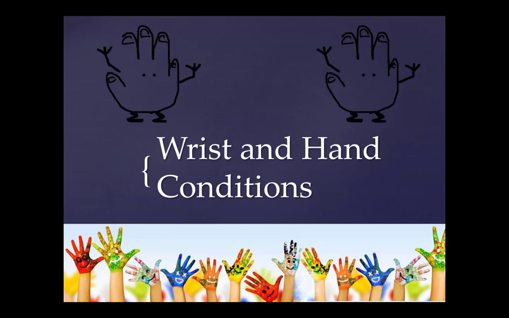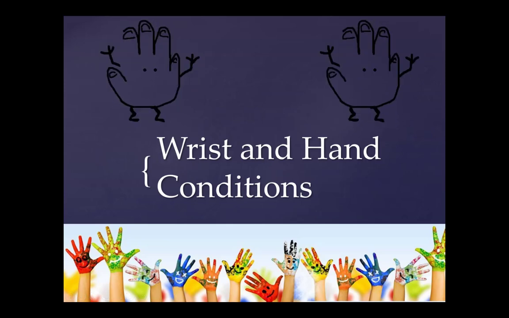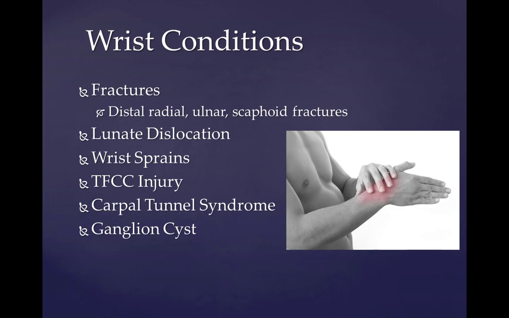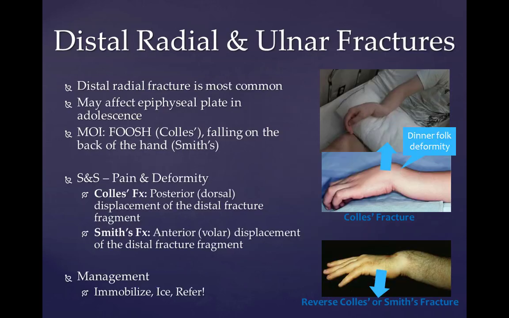Wrist and hand conditions. Wrist conditions to be discussed within this lecture include fractures, which include the distal, radial, ulnar, and scaphoid fractures, lunate dislocation, wrist sprains, TFCC injury, carpal tunnel syndrome, and ganglion cysts.